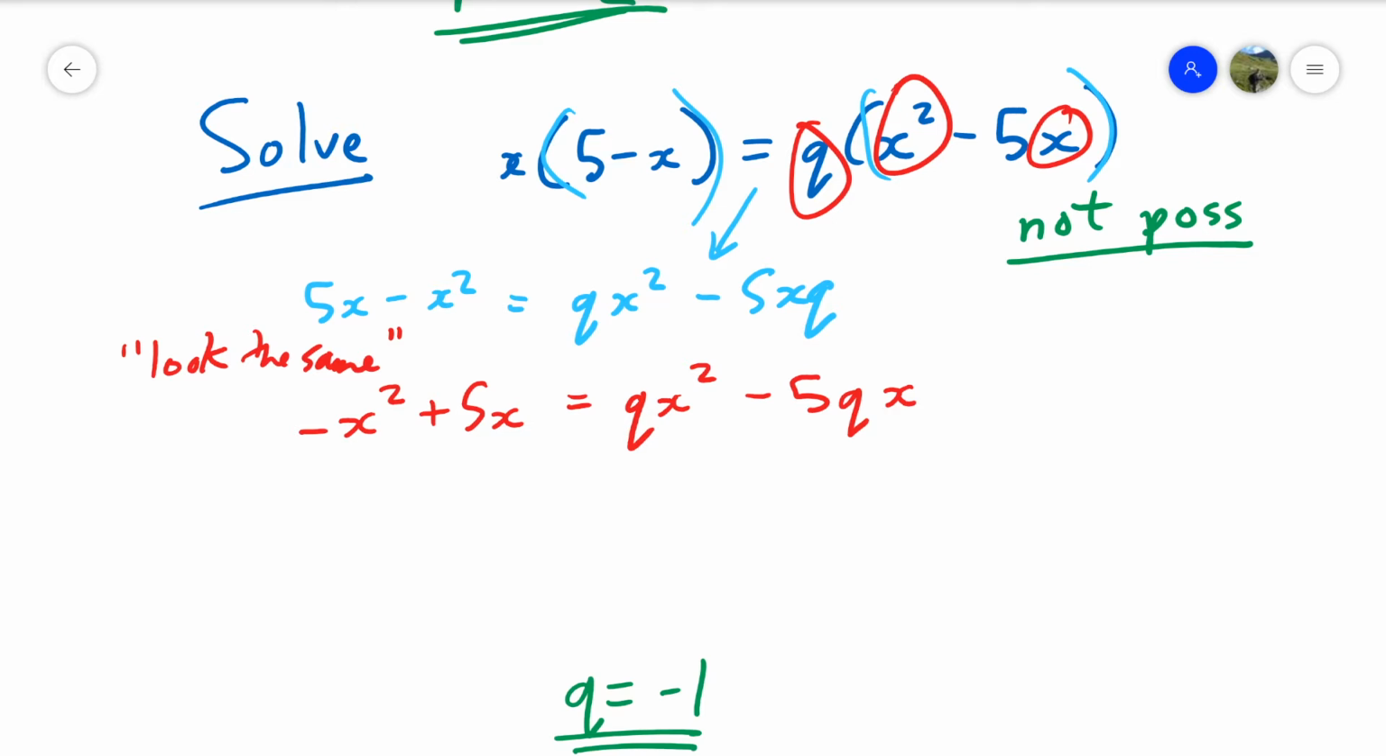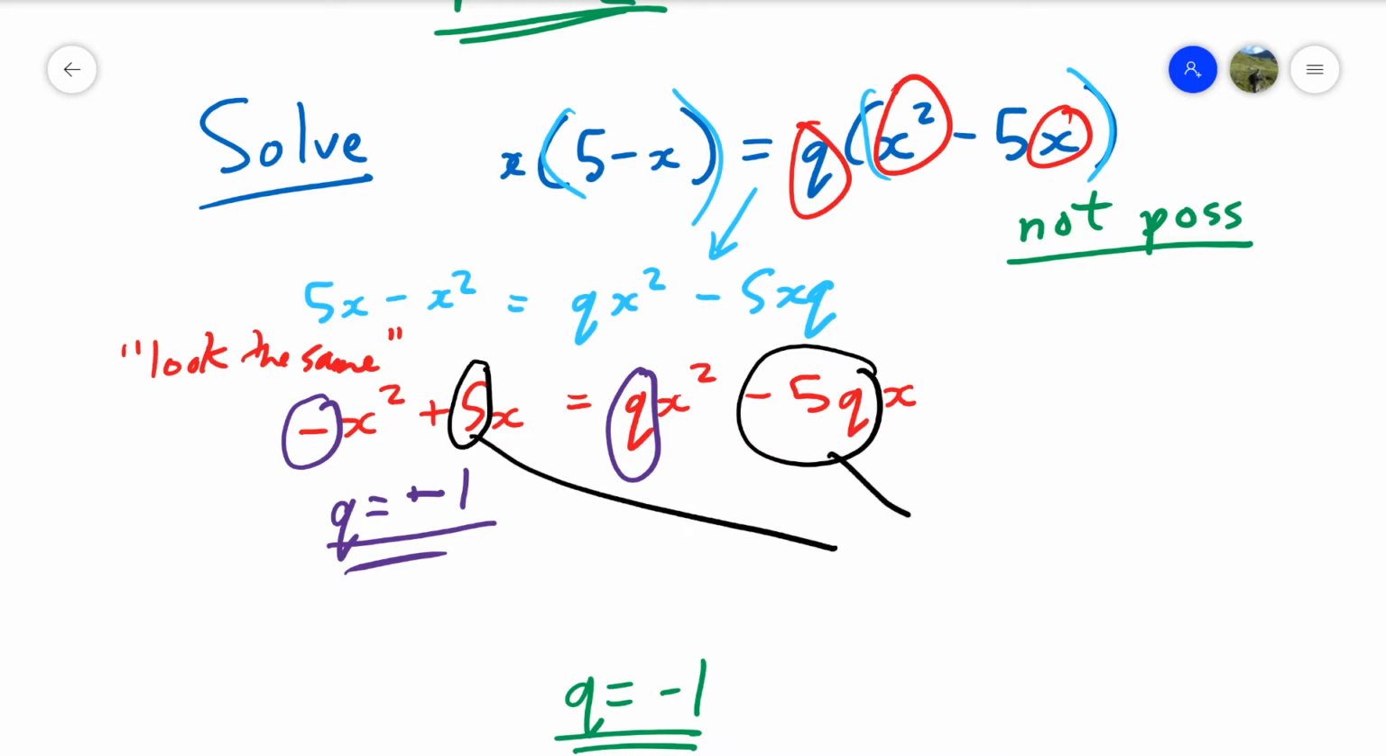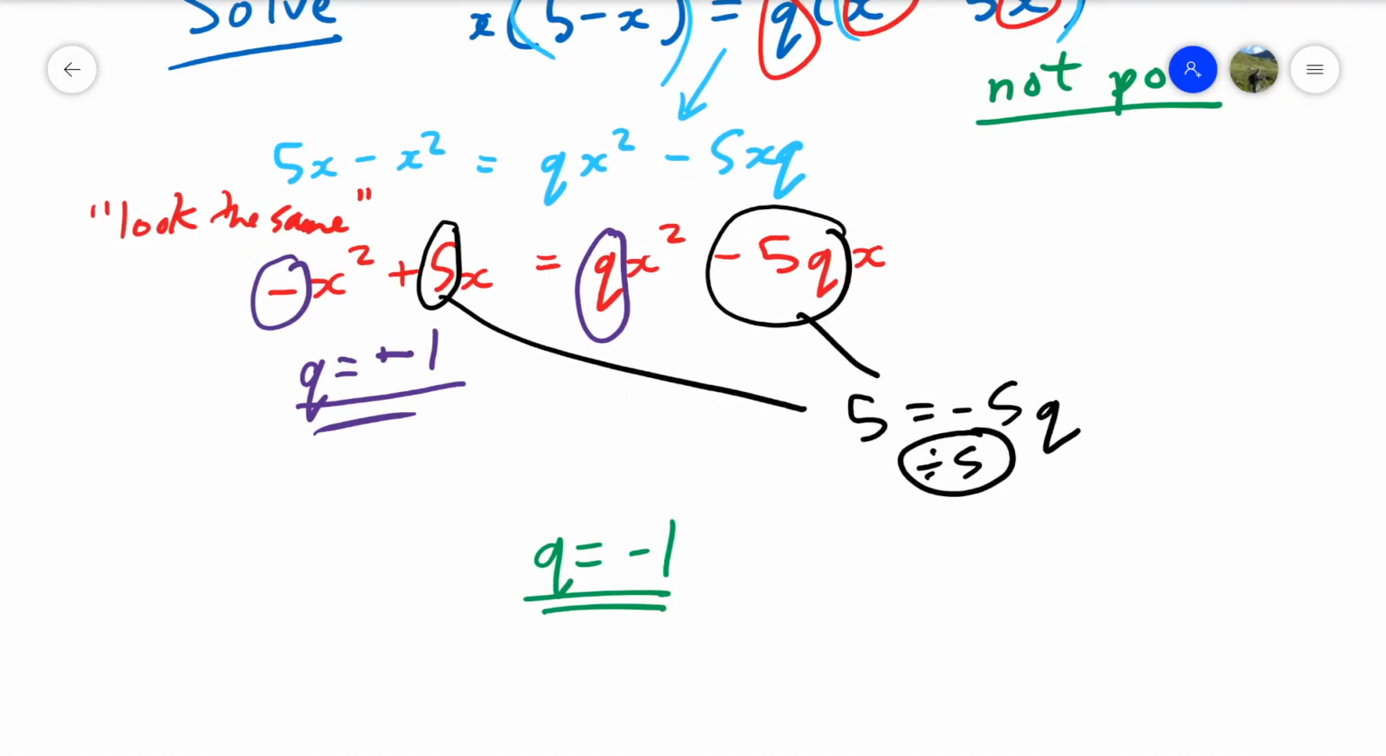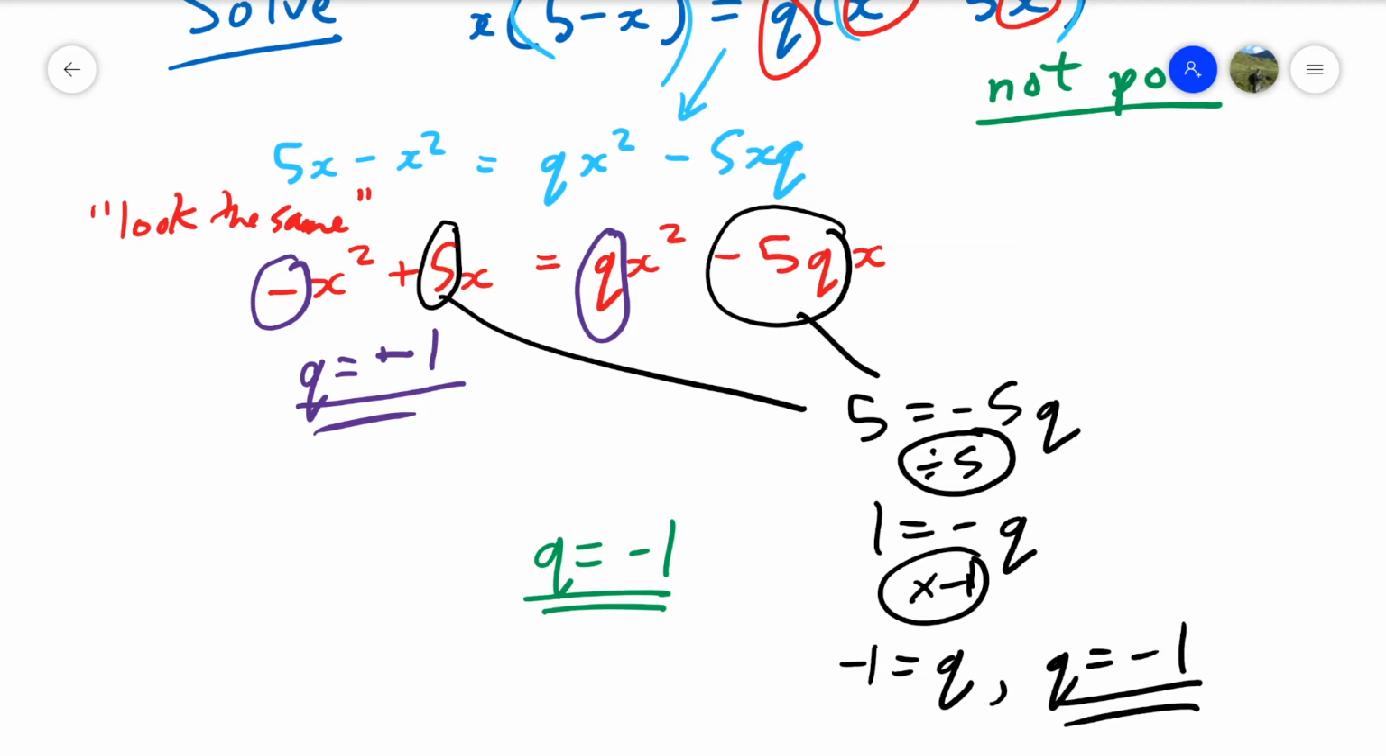Hang on a sec. That q must presumably be minus 1. Let's just check it on the other side. Let's use black. Got a 5 here. We've got a minus 5q. So we need to check that these don't contradict. 5 equals minus 5q. Divide both sides by 5. 1 equals minus q. Times both sides by minus 1, or however you want to do it. Minus 1 equals q, so q equals minus 1. Yep, they don't contradict. We can now confidently say q is minus 1.